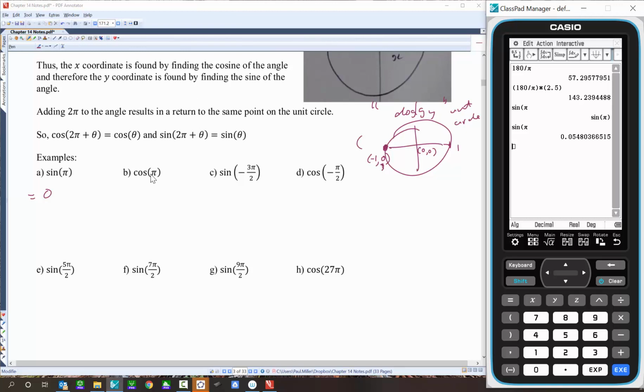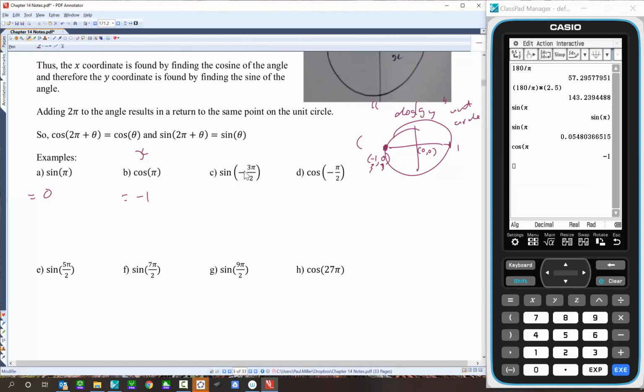Okay, let's evaluate the cosine of pi. Remember, cosine is x. Where are we on the unit circle? We're here. What we want to do is get the x value there. So that's going to be -1. Again, I encourage you guys to try this out. Shift 2 is cosine, and shift 0 is pi, and I want to be in, obviously, radians mode: -1.